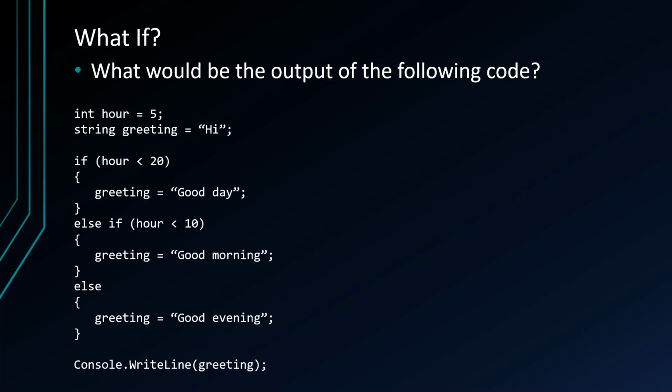Okay, so let's assume you're back now. Let's go through the code. We create a variable and we set its value to 5. We create another variable, we set its value to high. And we're going to test the value hour to see if it's less than 20. Yes, it is. It's going to come in and it's going to set greeting to good day. And then it's going to skip over the rest and output good day on the screen.